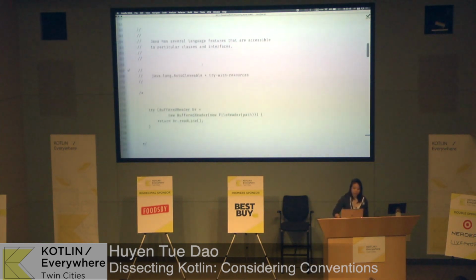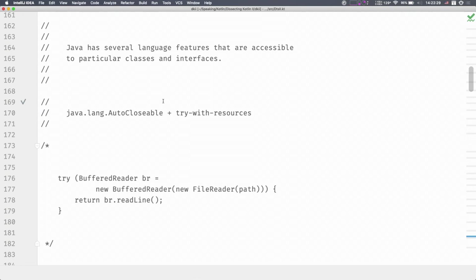Now, if you're a person from the Java world like me, you might recognize certain language features that are accessible through subclassing particular classes or implementing certain interfaces. So something like try-with-resources.